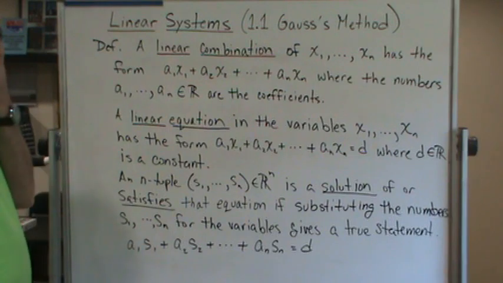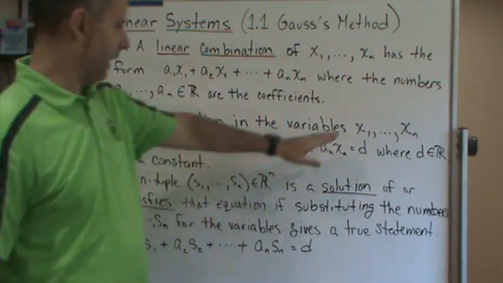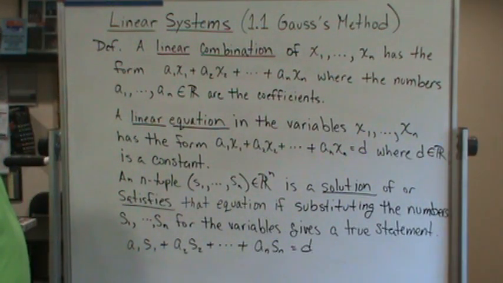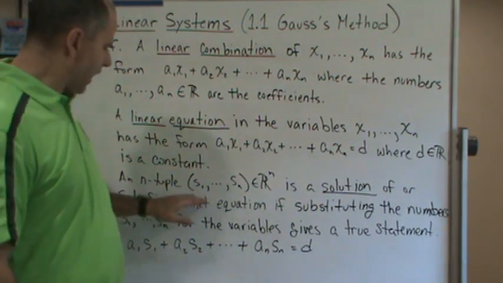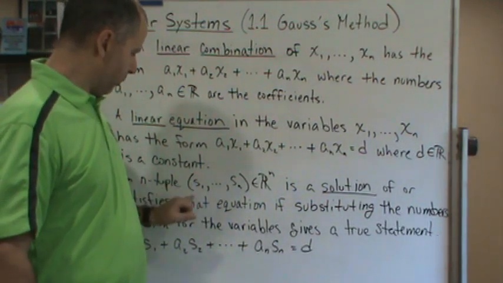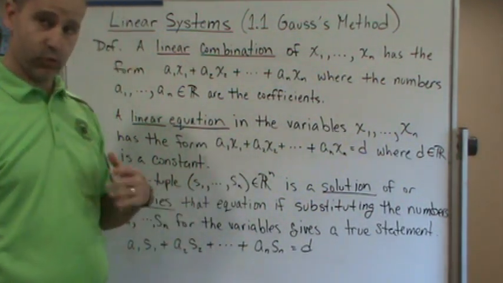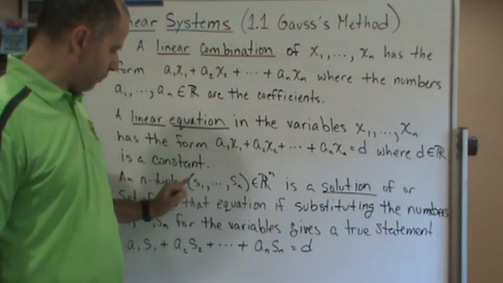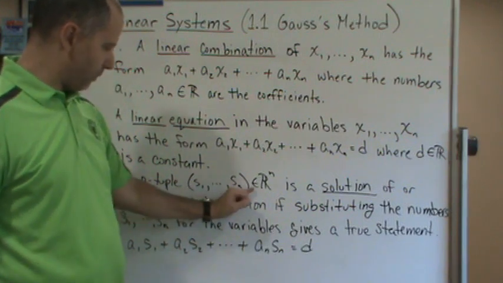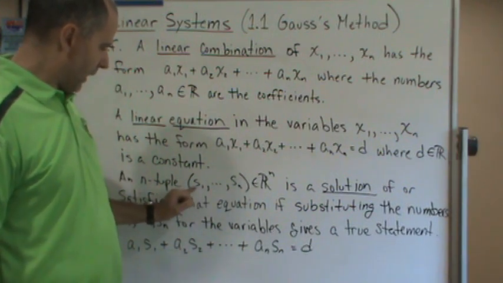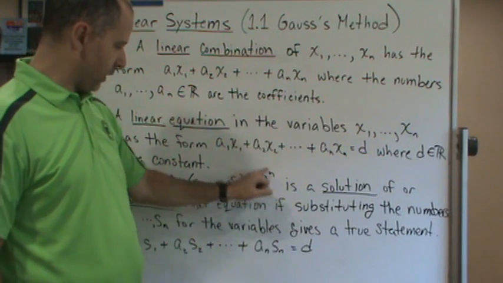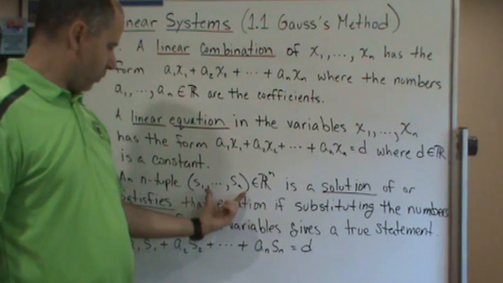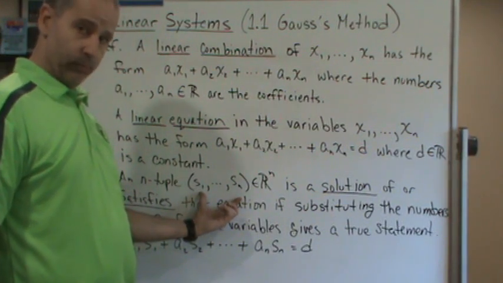in the variables x1 through xn. And then an n-tuple. Again, we usually do n-tuples or triples. N-tuples are usually put together in parentheses. All of these numbers, s sub 1 through s sub n, are real numbers in this nth dimension we'll talk about later on. But this is the way we write an n-tuple.